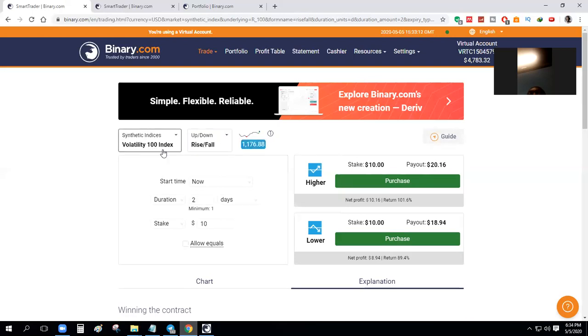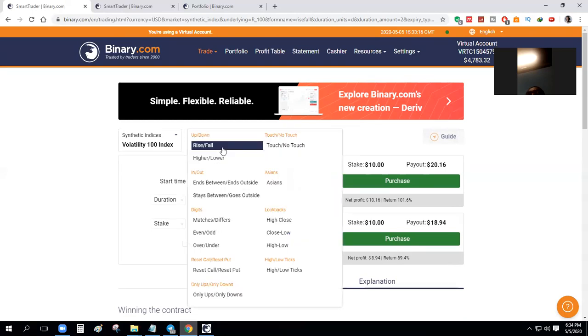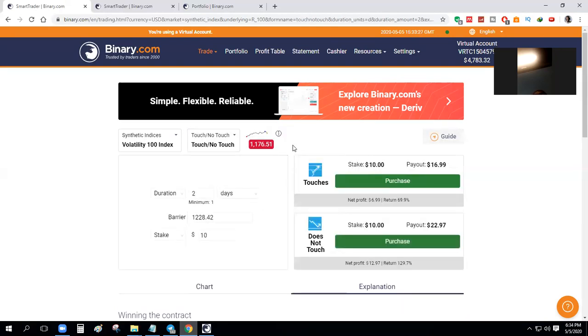Then after choosing the asset as volatility 100 index, you choose the type of option. We are not trading rise and fall. We are not trading high and low. We are trading no touch. So you choose no touch.